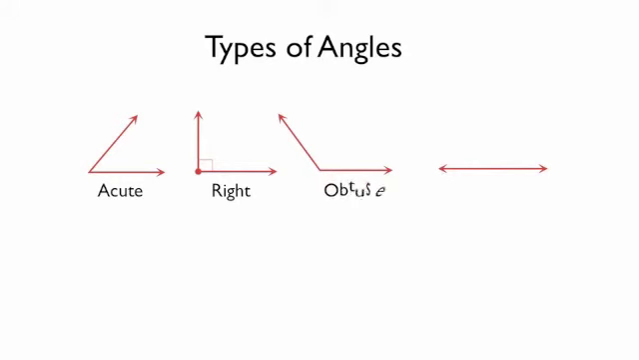The other kind of angle that you have is called obtuse. An obtuse angle is an angle that's greater than 90 degrees. And then the last kind is called straight. A straight angle is an angle that is exactly equal to 180 degrees. By the way, all lines are straight angles.